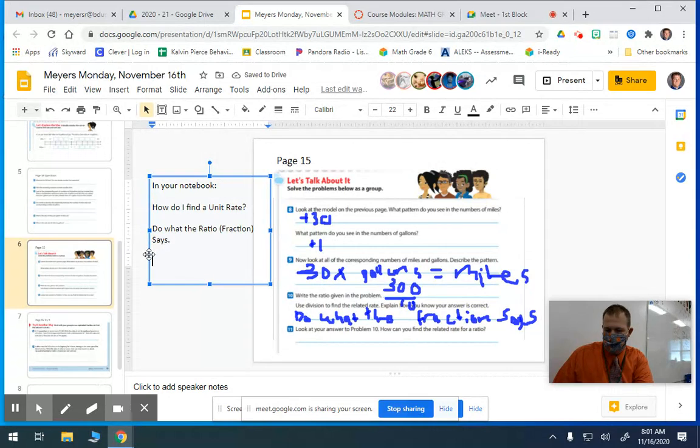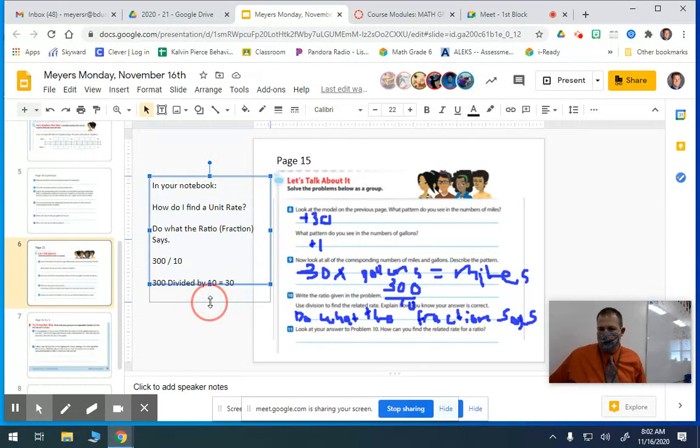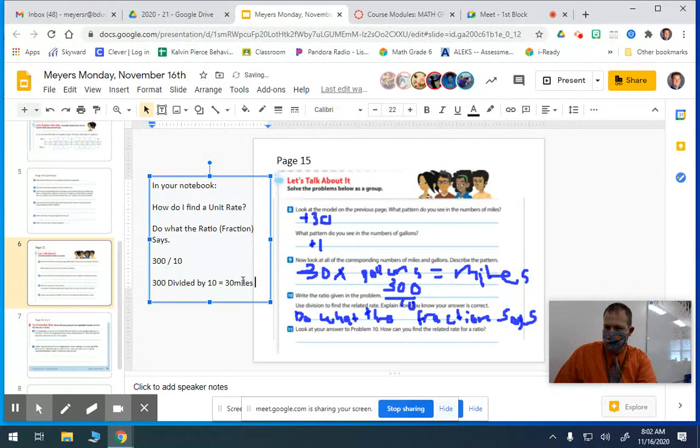So if I have 300 divided by 10, I'm going to do what the ratio says. 300 divided by 10 is going to equal what we just figured out was 30 per 1, or 30. I should probably write it down as 30 per 1. 30 miles per gallon, per 1 gallon.